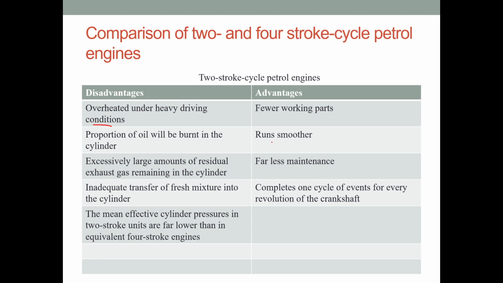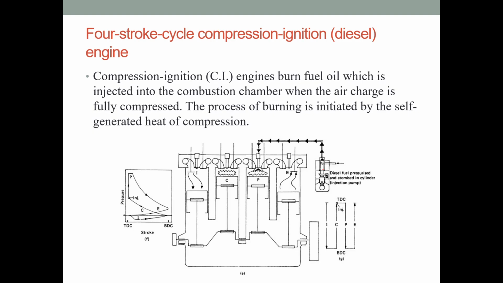But at the same time, as I mentioned, it runs smoother, has fewer working parts, and needs far less maintenance. Those are some of the advantages of two-stroke cycle petrol engines. The next I want to talk about is diesel engines, or compression ignition. So the only difference between this four-stroke cycle and an SI engine is the fact that you don't have an ignition or spark unit here. We have induction, compression, power, and exhaust.